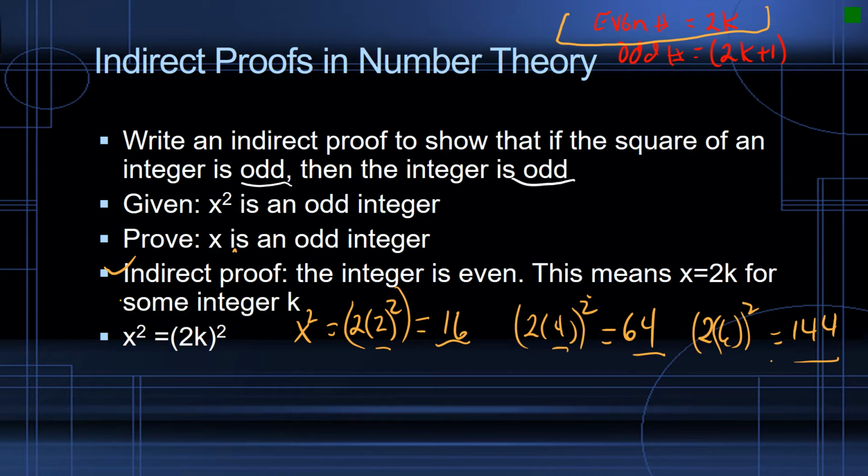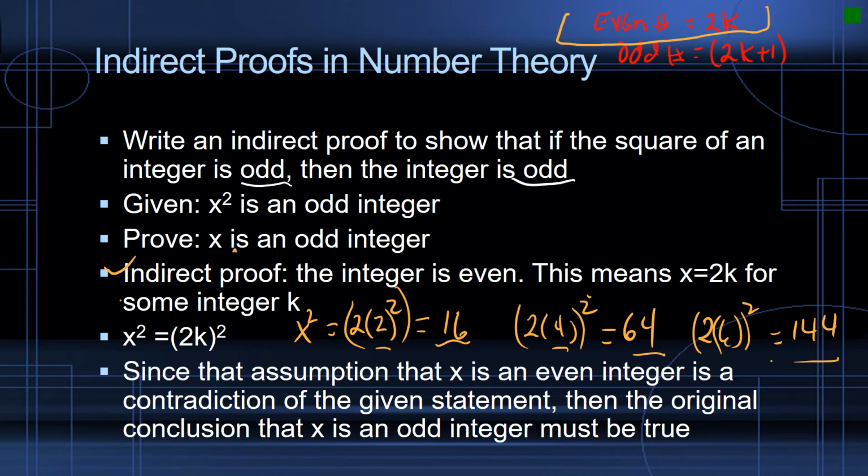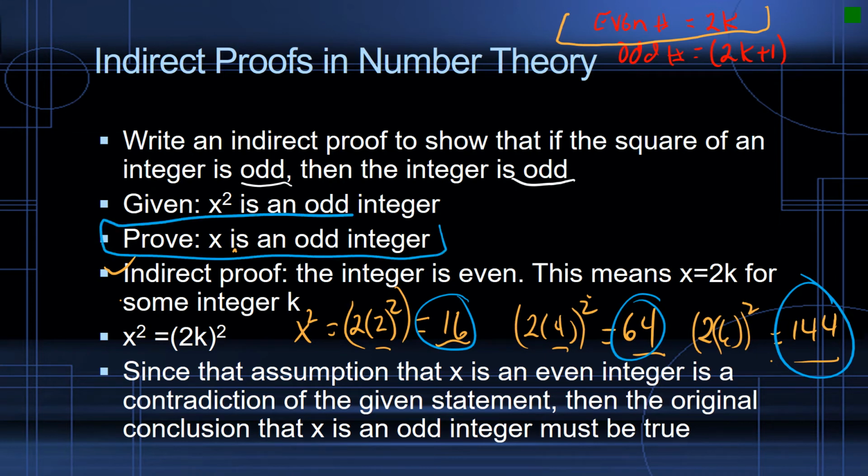And so then we can come back here and say that the assumption that x is an even integer is a contradiction of the given statement. The given statement is x squared is an odd integer, and we saw that was not the case in this, nor this. Then the original conclusion, that x is an odd integer, here's our original conclusion, must be true.